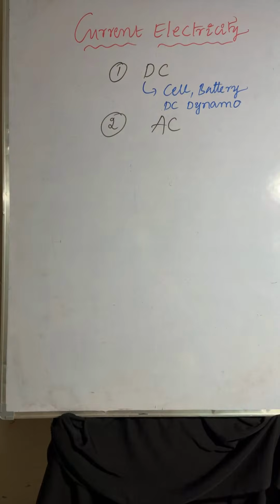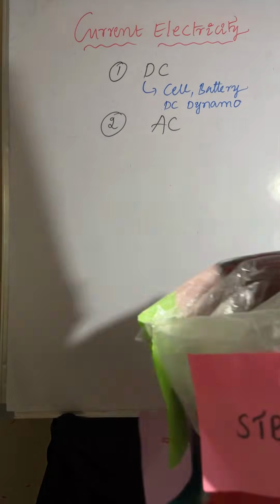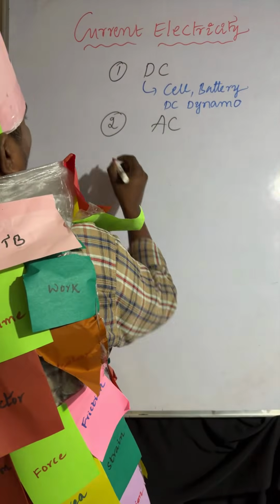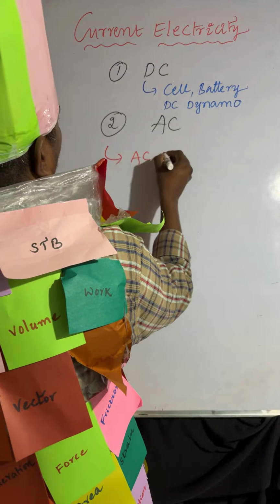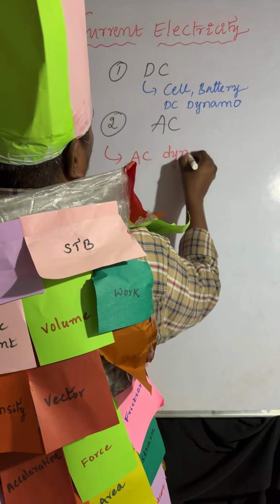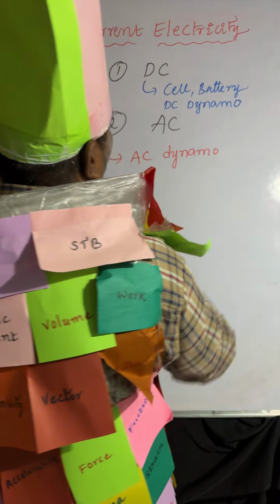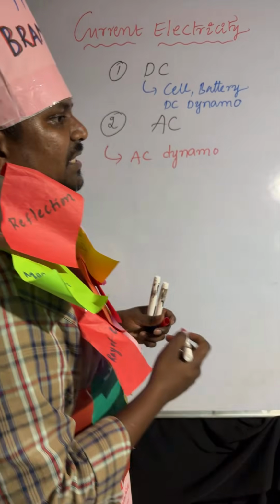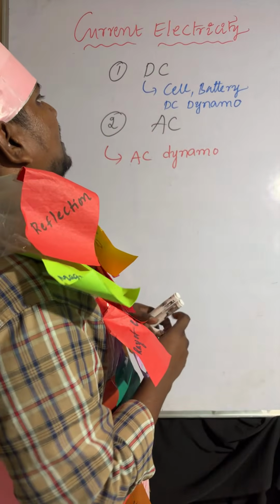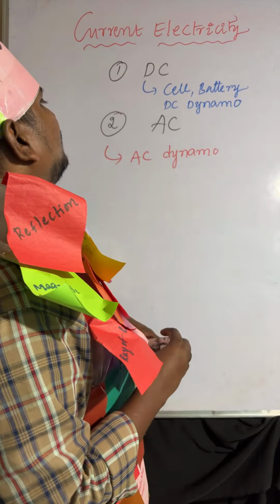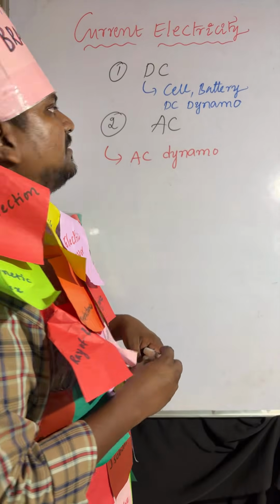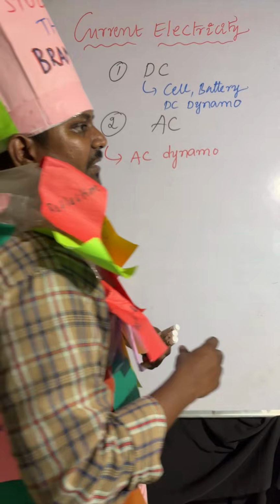Coming to alternating current, the magnitude and direction change with respect to time. Understood or not? So both magnitude and direction change. Examples of DC are a cell, a battery, and a DC dynamo. An example of AC is an AC dynamo. Is it clear?